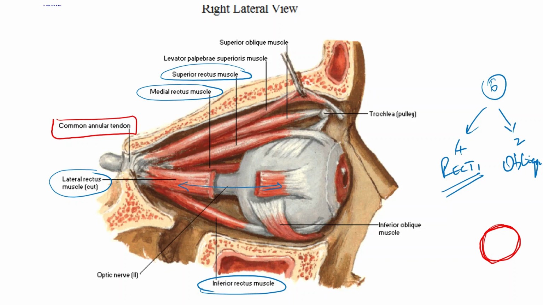Over this common tendinous ring, the medial rectus attaches over the medial wall, and the lateral rectus over the lateral wall of the ring. The upper part of the ring gives attachment to the superior rectus, whereas the lower part gives attachment to the inferior rectus. So this is the attachment of all the recti over the common tendinous ring.